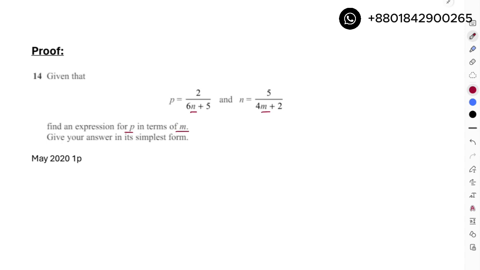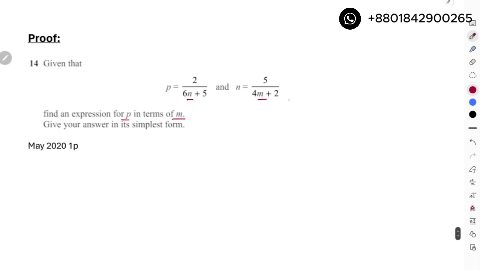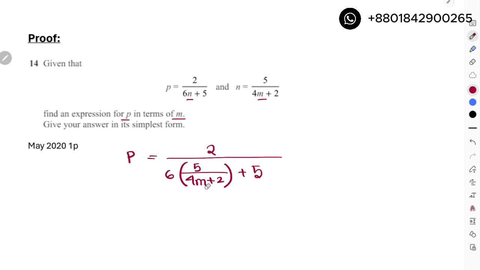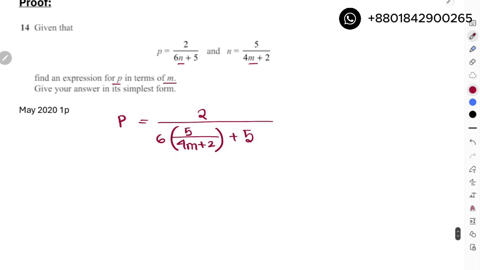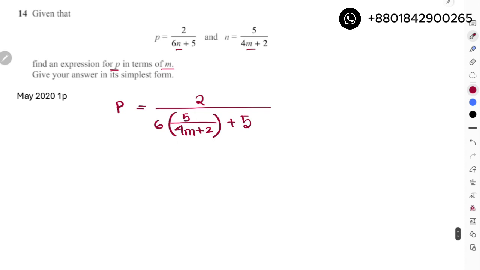Over here, the maths I have given, this is a changing subject. If the value for n is 5 over 4m plus 2, in that case it will be 6 times 5 over 4m plus 2, right? And then again plus 5. This was the value for p, if you remember. Exactly in place of m, we have inputted that value for n, and after this 6 gets multiplied with the 5, right, in the numerator. So it will be what? 6 with 5 turns out to be 30. So you have 30 over 4m plus 2 plus 5, right?